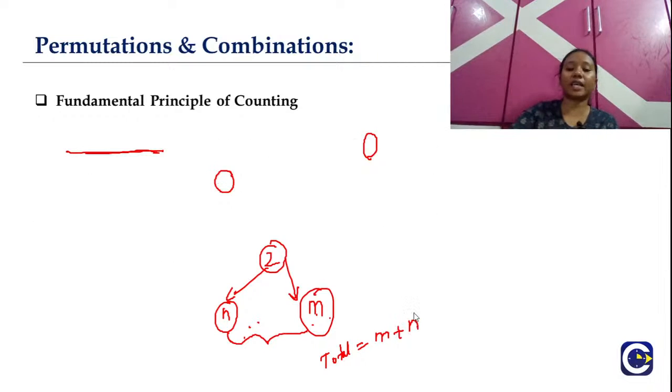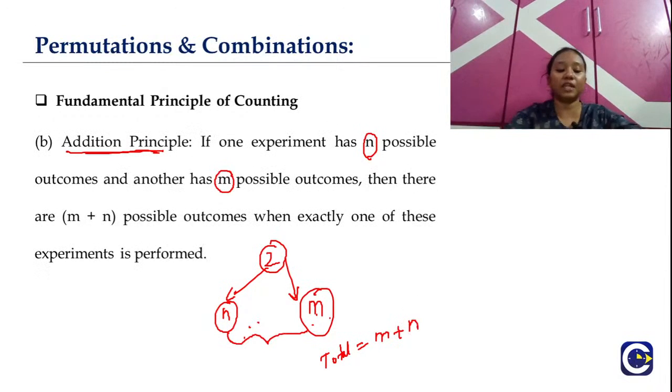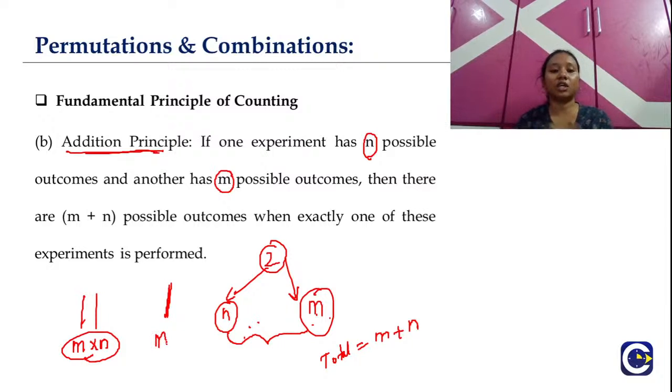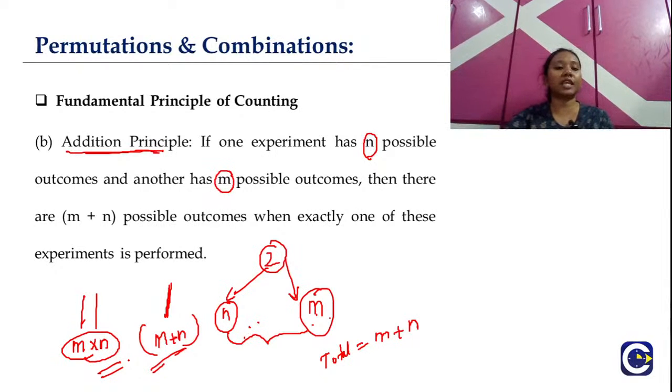So for our initial case, the multiplication principle, we'll be performing both the experiments simultaneously. Whenever we perform both the experiments simultaneously, we use our multiplication principle, which is m cross n. If we are performing exactly one of the experiments, then the total number of outcomes follows our addition principle, which is m plus n, right? So let's quickly have a few examples or questions related to our fundamental principle of counting.